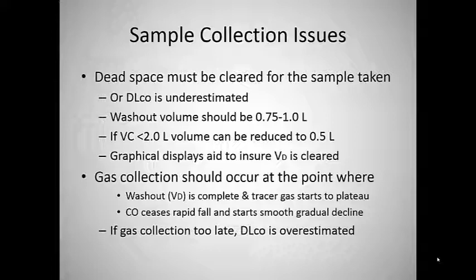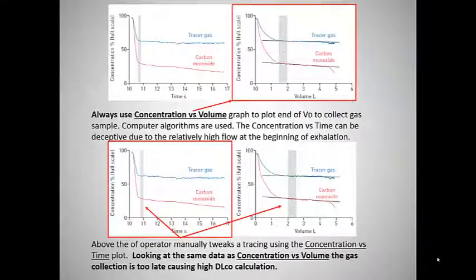Gas collection should occur at a point where the washout of dead space is complete and the tracer gases just start to plateau. I'm going to show you what I mean here. Okay, the carbon monoxide ceases to rapidly fall, which means you've just cleared your dead space, and it starts a smooth gradual decline. Remember, a decline from what we already established, because you're still absorbing CO, so you want to get it where it changes the slope. If your gas collection is too late, your diffusion's overestimated.